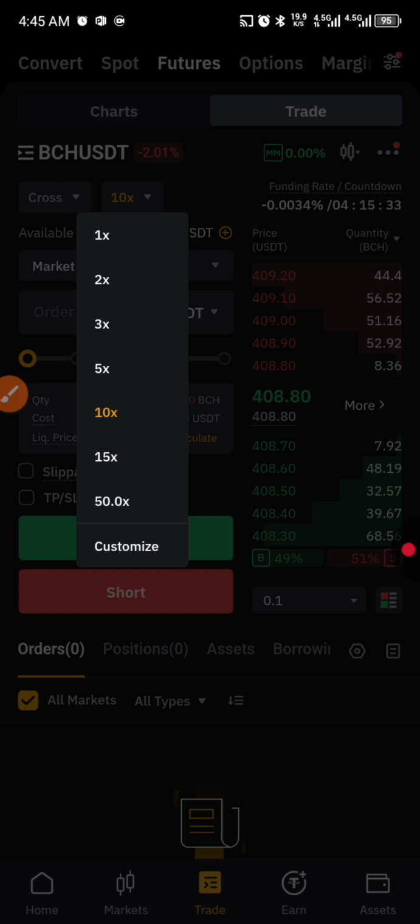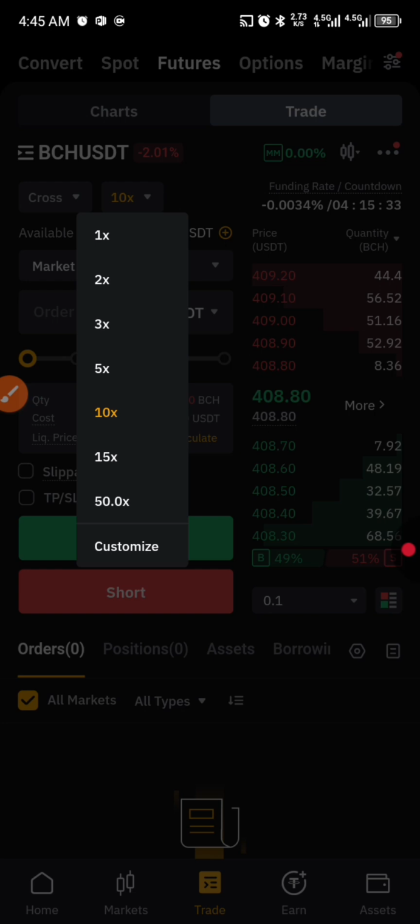So 10 times 5 is 25. 10 times 10 is 50. I'm sorry, 100. Okay, so 10 times 5 is 50. Sorry, 10 times 5 is 50. So you'll be trading, or entering that trade, with $50 as against your $10. I don't know if you're getting it. If there's any question, do let me know in the comment section.